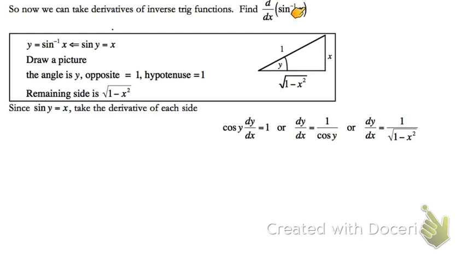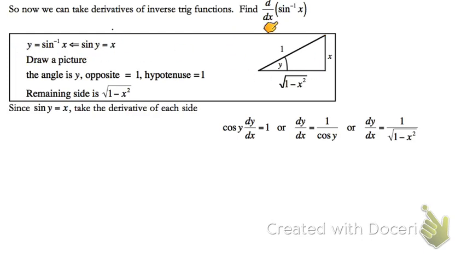Sine inverse of x is equal to y, they have written here. If I'm looking for a function without a sine inverse in it, to actually find the derivative of sine inverse, I could move the sine over to this side and get that sine of y is equal to x, like we see here.